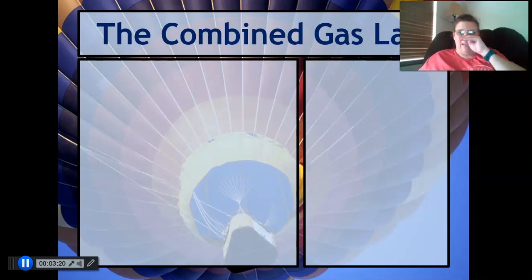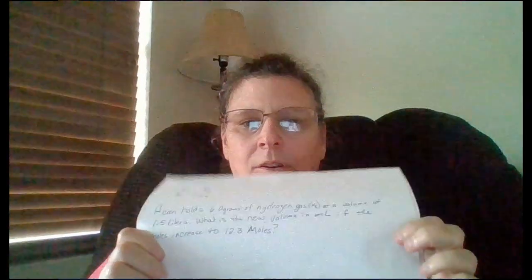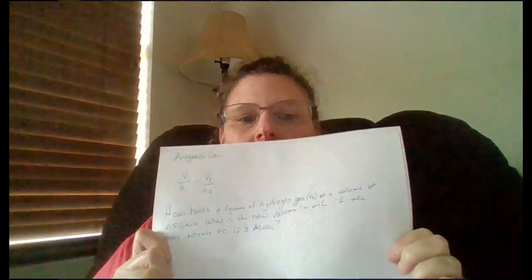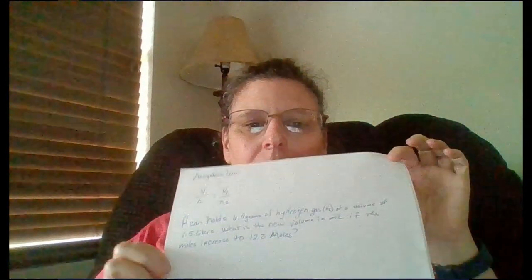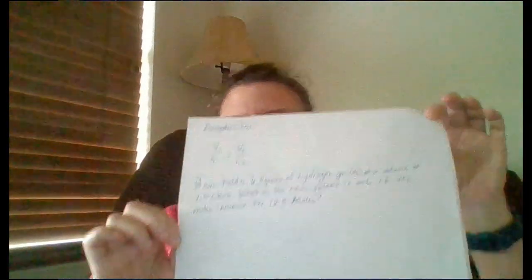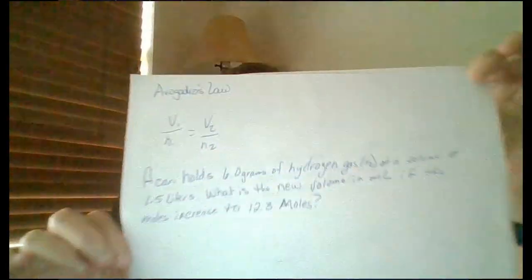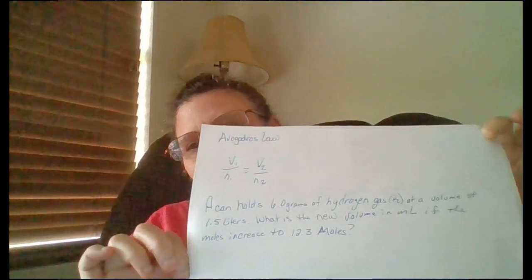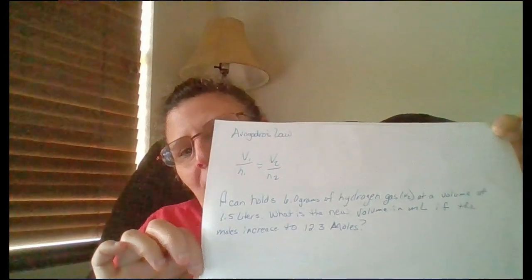All right, now I'm going to talk about Avogadro's law. Earlier this did not work very well for me, but we're going to see if it works this time. I'm going to switch this over, and I'm going to have you copy this down on your paper somewhere. Okay, it's Avogadro's law, and it says V1 N1 equals V2 N2.